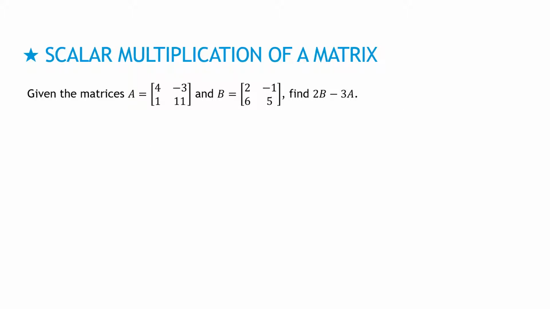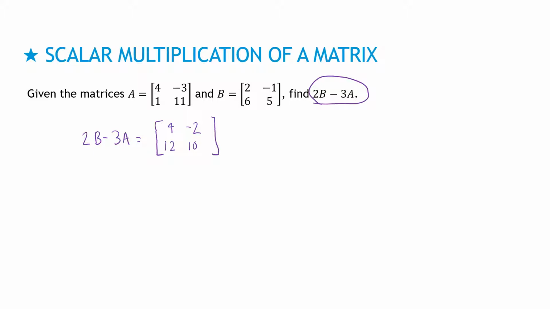Here's one for you to try on your own. So press pause, try this question, and then press play to see how you did. So again, we're asked to find 2B minus 3A. I'm first going to take 2 times B. So I'm going to take 2 times 2, negative 1 times 2, 6 times 2, and 5 times 2. I'm going to subtract 3A.